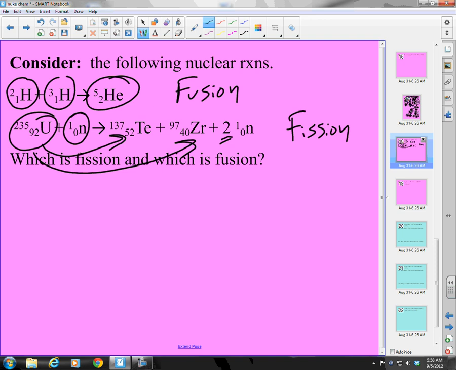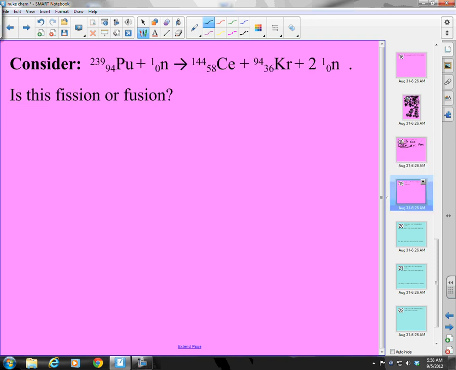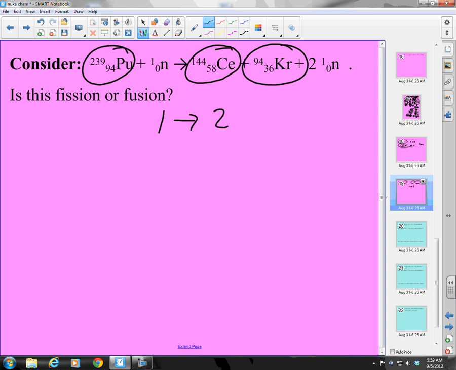All right? What can you do? Here you go. Take a look at this. You tell me what you think. Well, what do you notice? I have plutonium-239, and what do I make out of that? Cerium-144 and krypton-94. That means I have one nucleus going to form two nuclei. That is an example of fission. Okay, fission, fusion, piece of cake.